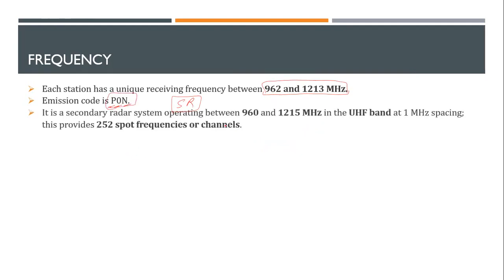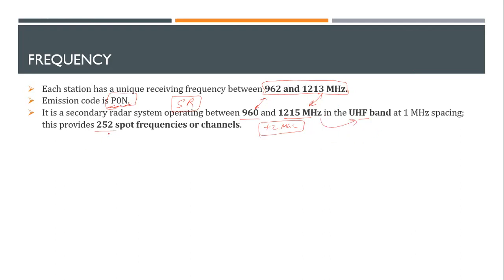It is a secondary radar system operating between these two frequencies. Now you can see there is a small change in these two frequencies. But you'll see it's just plus 2 megahertz. There is no change bigger than that. We'll see why. And this is, of course, in the UHF, that is the ultra high frequency band.